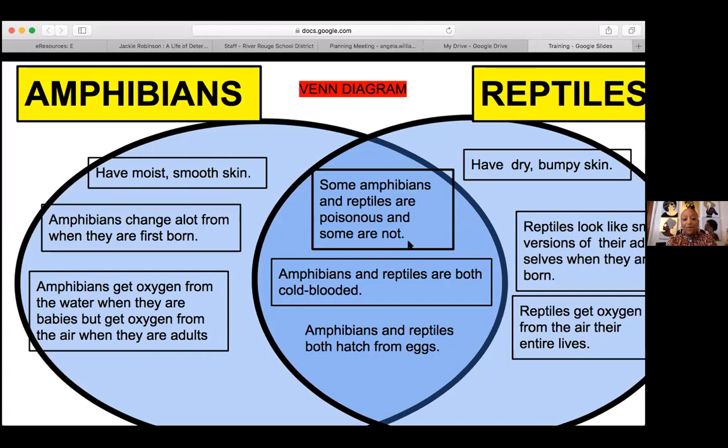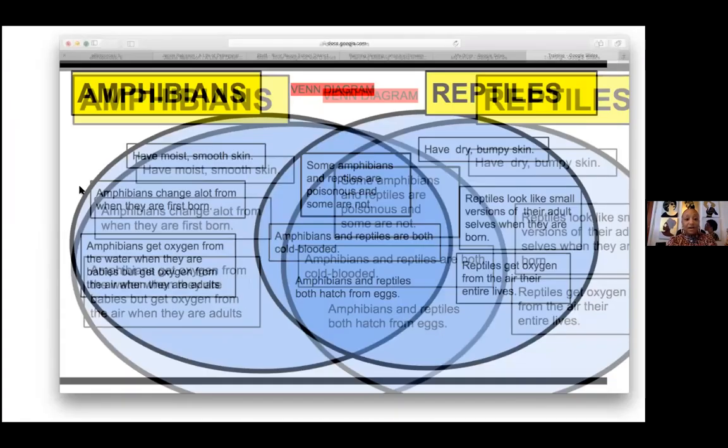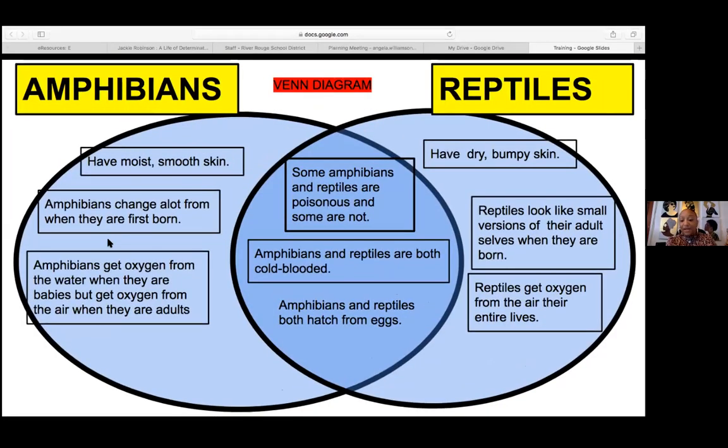So right here, we see that this is an example of a Venn diagram. And again, a Venn diagram is just showing you how you can have two different topics, two different stories, two different events. They can compare anything. As you see, on one side you would put the heading of one thing. The one that I'm showing you is comparing amphibians and reptiles.